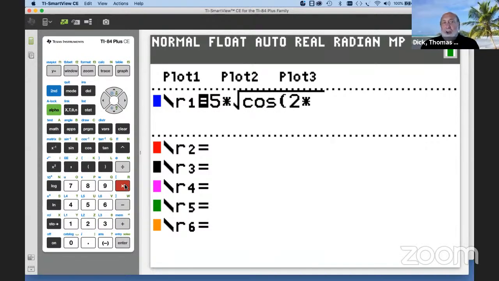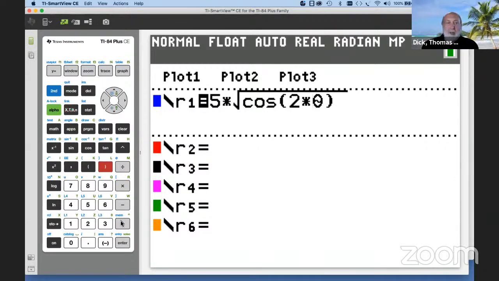And you might think, well, I've got to search around for a theta key or find that in some kind of menu. But actually, this key that has x comma t comma theta is sensitive to the mode that you're in. And so if we're in polar mode, that's a theta key. And so we get a nice theta symbol there.